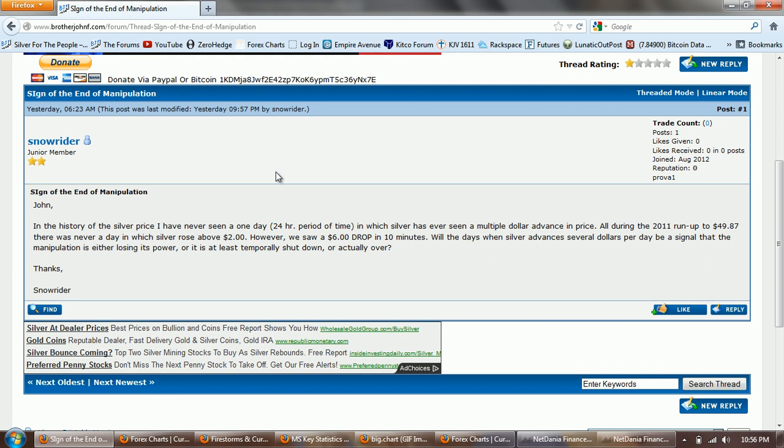John, in the history of the silver price, I have never seen a one-day, 24-hour period of time in which silver has ever seen a multiple dollar advance in price. All during the 2011 run-up to 49.87, there was never a day in which silver rose above $2. However, we saw a $6 drop in 10 minutes. Will the days when silver advances several dollars per day be a signal that the manipulation is either losing its power, or at least temporarily shut down, or actually over?